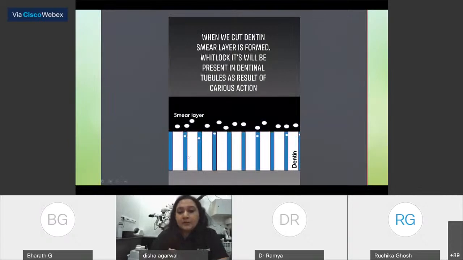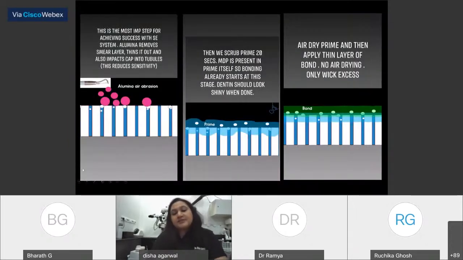Okay, so we have the smear layer. We did air abrasion. It's very important that with self-etching systems we do an air abrasion, because if my smear layer is very thick, my self-etch primer will not be able to penetrate it. So when we do an air abrasion with alumina, it is going to remove a part of my smear layer. Also, it is going to impact some of the partially mineralized calcium into the tubules. Okay, when they do that, your hydrostatic pressure, the pulpal fluid, will reduce. You will have less sensitivity. So there's a lot of importance to it when we use the alumina.